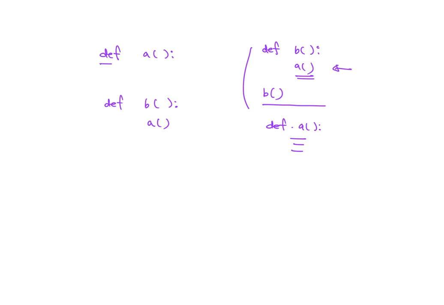But if I have the definition of A here and the definition of B here, and then if I call the function B here, then there is no problem. Now, even with this structure, if I call function B down here, then there is no problem. Because when I call this function B, that is given after the definition of function A.